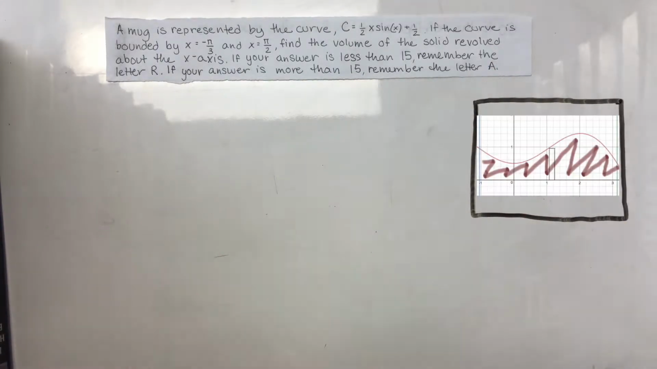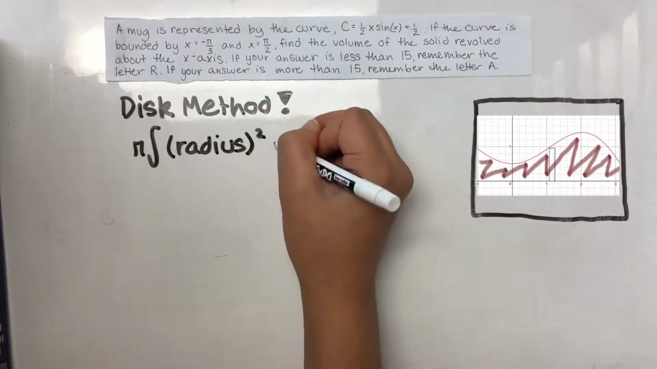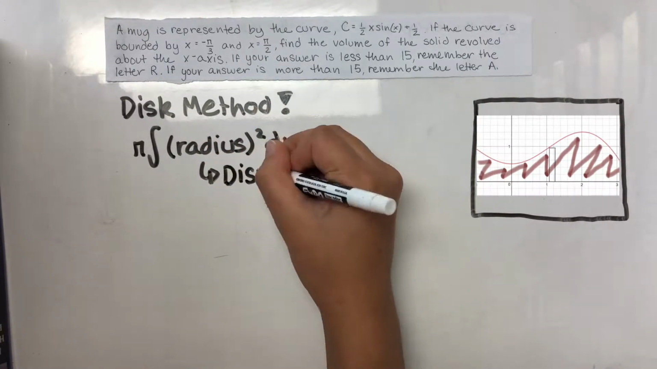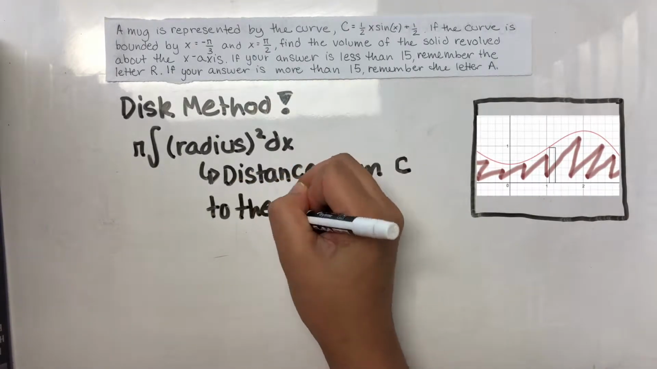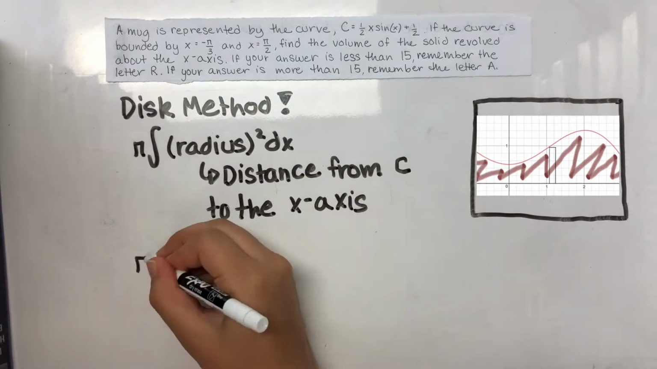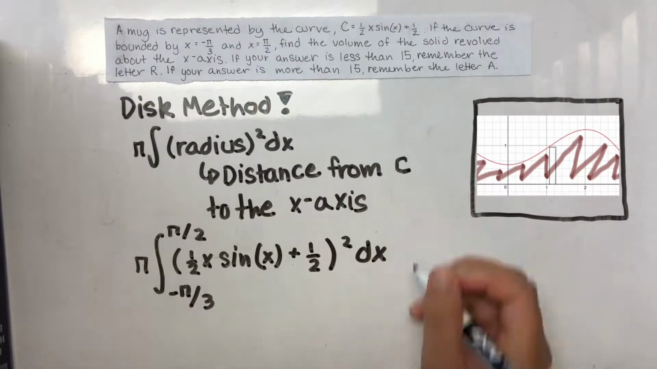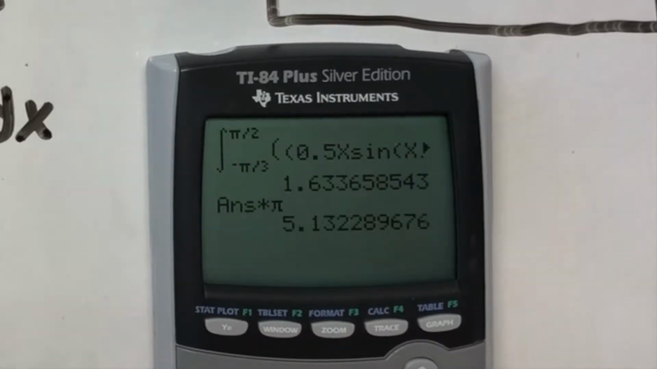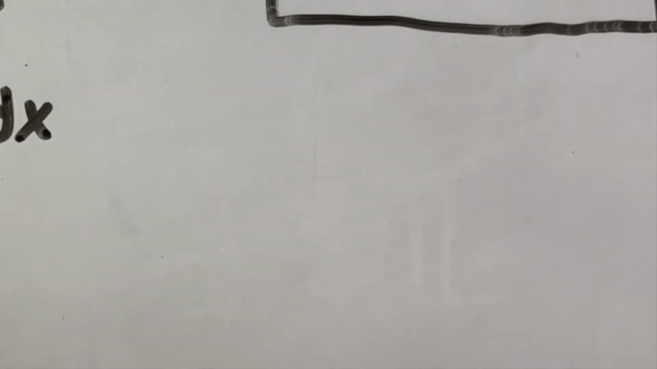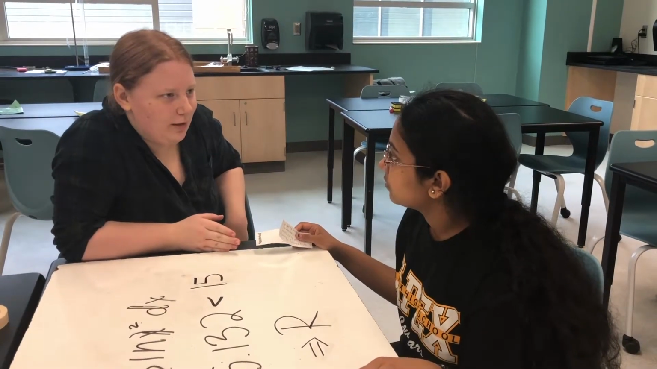Since there is no negative space between the curve c and the x-axis, we can utilize the disk method to find the volume of the solid. The formula for the disk method is pi times the integral, from the lower to upper bounds of whatever region you want to rotate, of the radius squared. The radius in our case is the distance from c to the x-axis. Next, we plug in the formula for the curve c and put in the correct bounds as given by the problem. Plug it into the calculator and there's your answer. We got 5.132, which is less than 15, so we gotta make sure to remember the letter R.